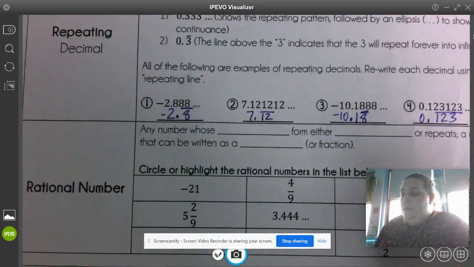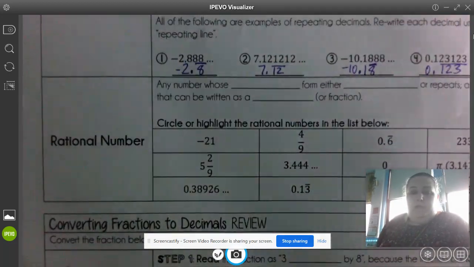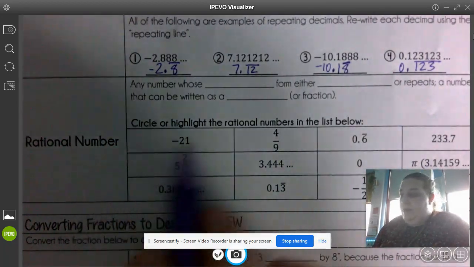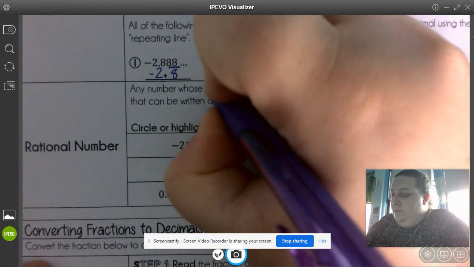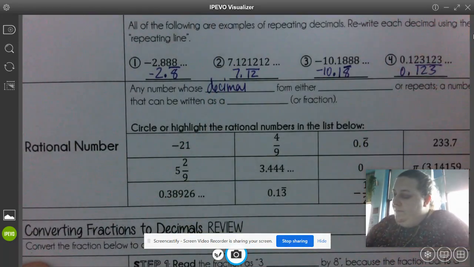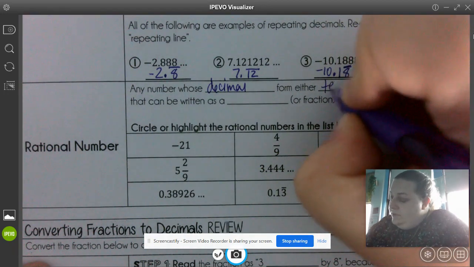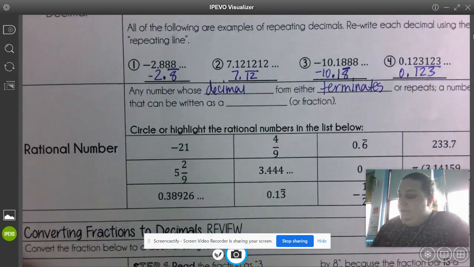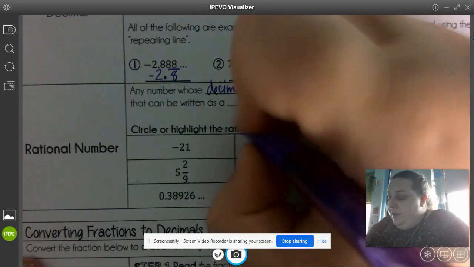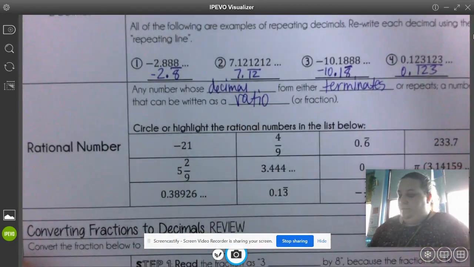Okay. Now, all of this comes back to what we call rational numbers. A rational number is any number whose decimal form either terminates or repeats. It's also a number that can be written as a ratio or a fraction.